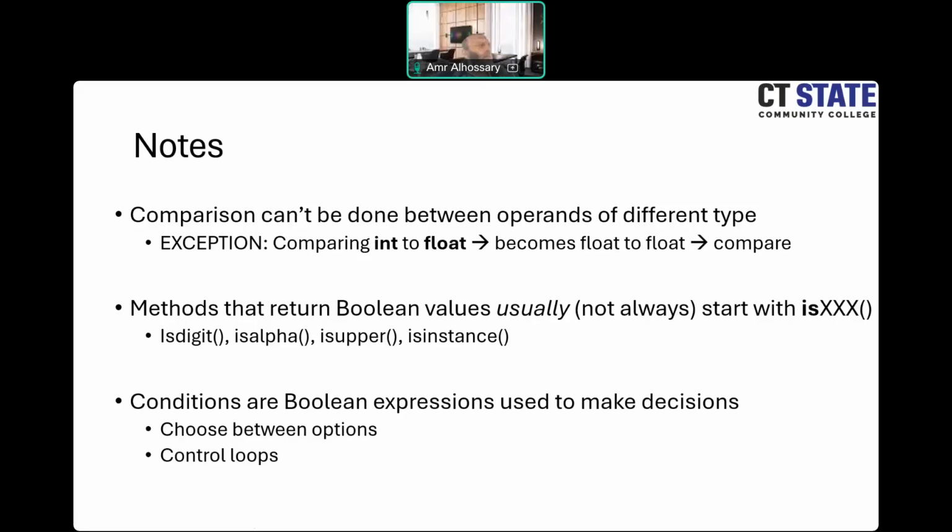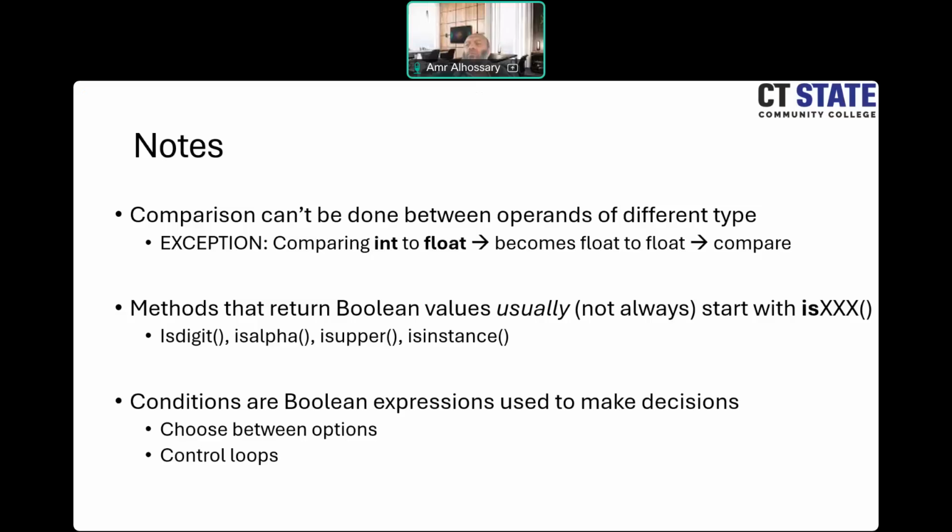Another interesting note, methods that return Boolean values usually start with the prefix is. So something like isdigit, isalpha, isupper, isinstance. So when you see a method for the first time that starts with is, most probably it returns a Boolean value. However, that doesn't mean that all Boolean values start with is. Some of them don't simply start with is.